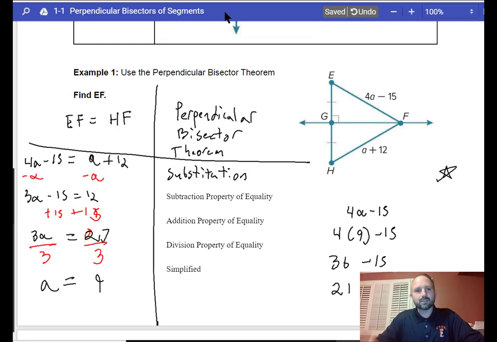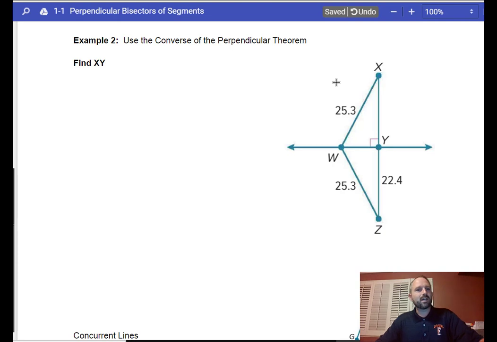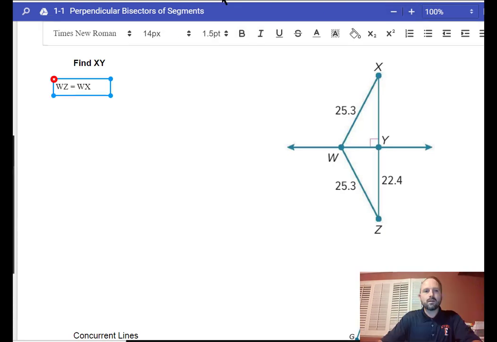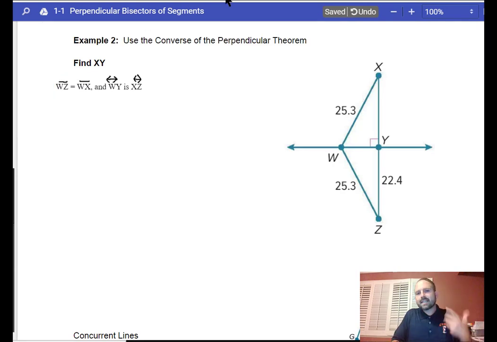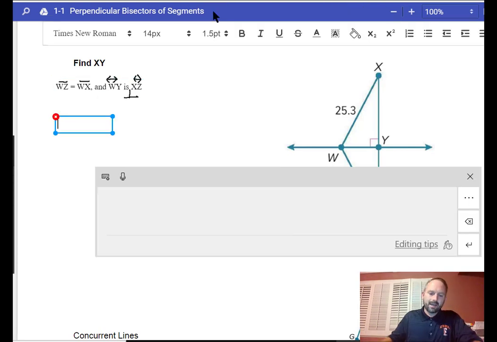All right, let's go on. Example 2, use the converse of the perpendicular bisector theorem. All right, let's hold up. Okay, so the first thing we see is WZ is equal to WX. The next thing we see is, I forgot to put it, WY is perpendicular to line XZ. So they're perpendicular.